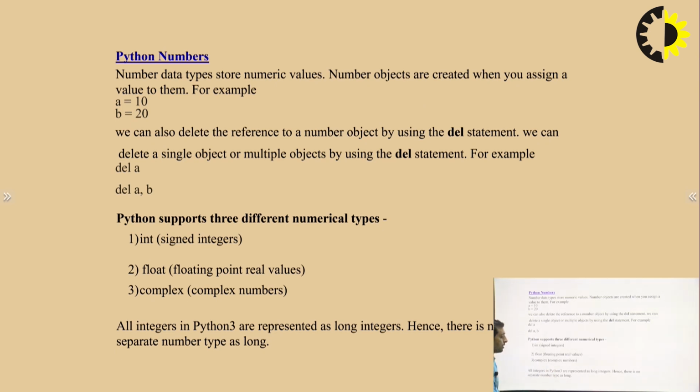There are two versions of Python, Python 2 and Python 3. In Python 3, all integers are represented as long integers. So there is no need to support the type long as in previous languages, just like in C, where we use different integer types, int and long int. But in Python 3, integers are represented by the long int.